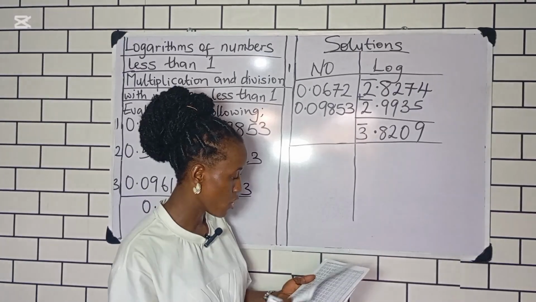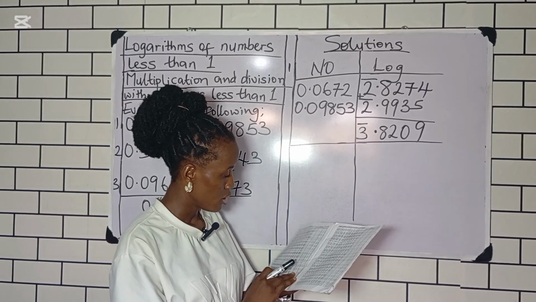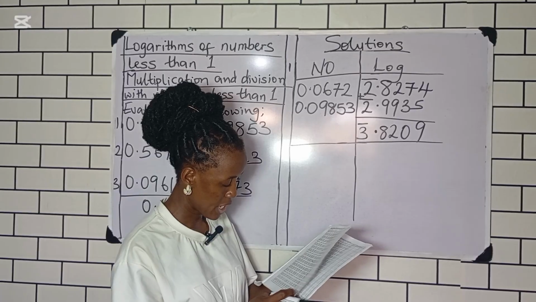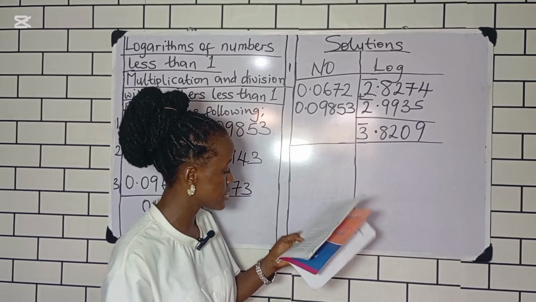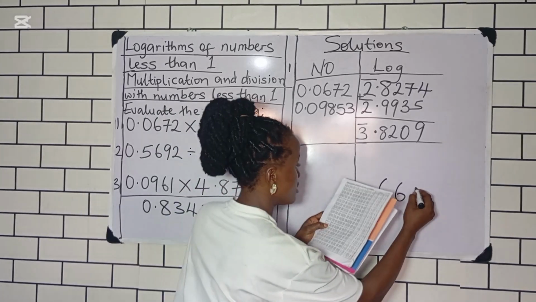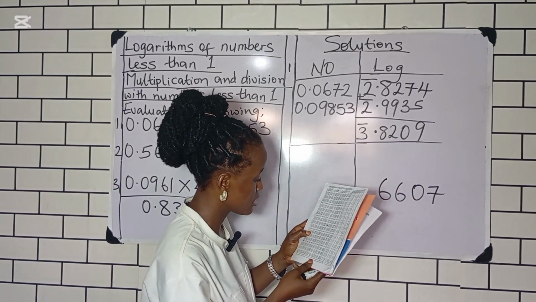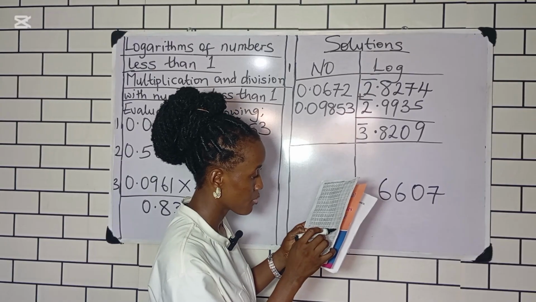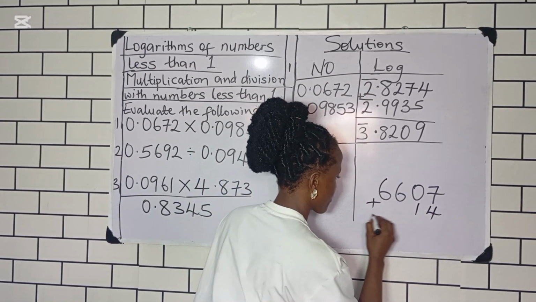Now we're going to open our anti-logarithm table. 0.82 under 0 is 6607. Now the difference of 9 here is 14. You add your 14.